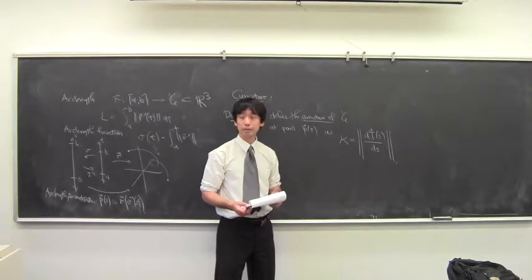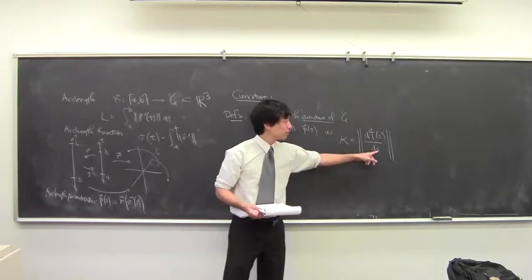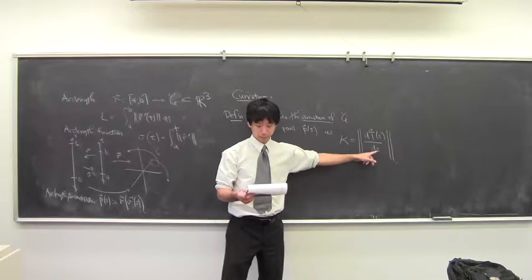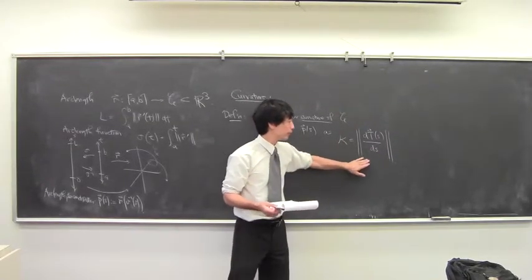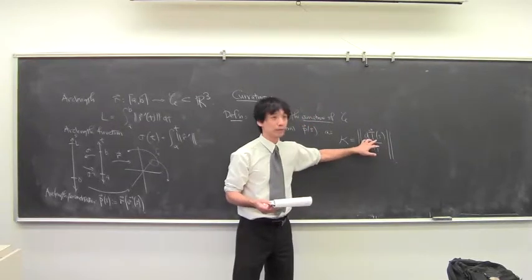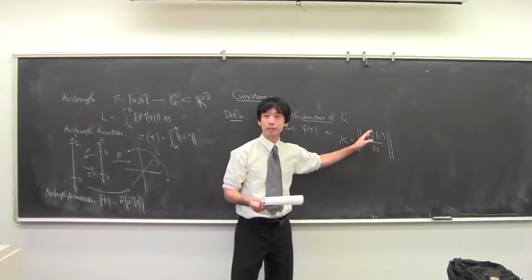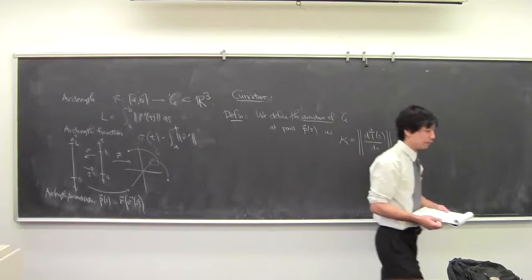The derivative of the unit tangent vector with respect to the arc length variable. That is, you have to figure this stuff out with respect to the arc length parameterization, and then differentiate with respect to that parameter. Okay, and the reason is this.